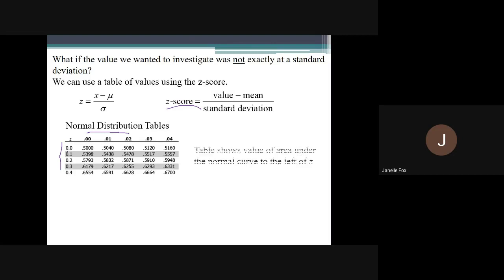Sorry, guys. So this curve, okay, there's actually more than one version of a z-table.